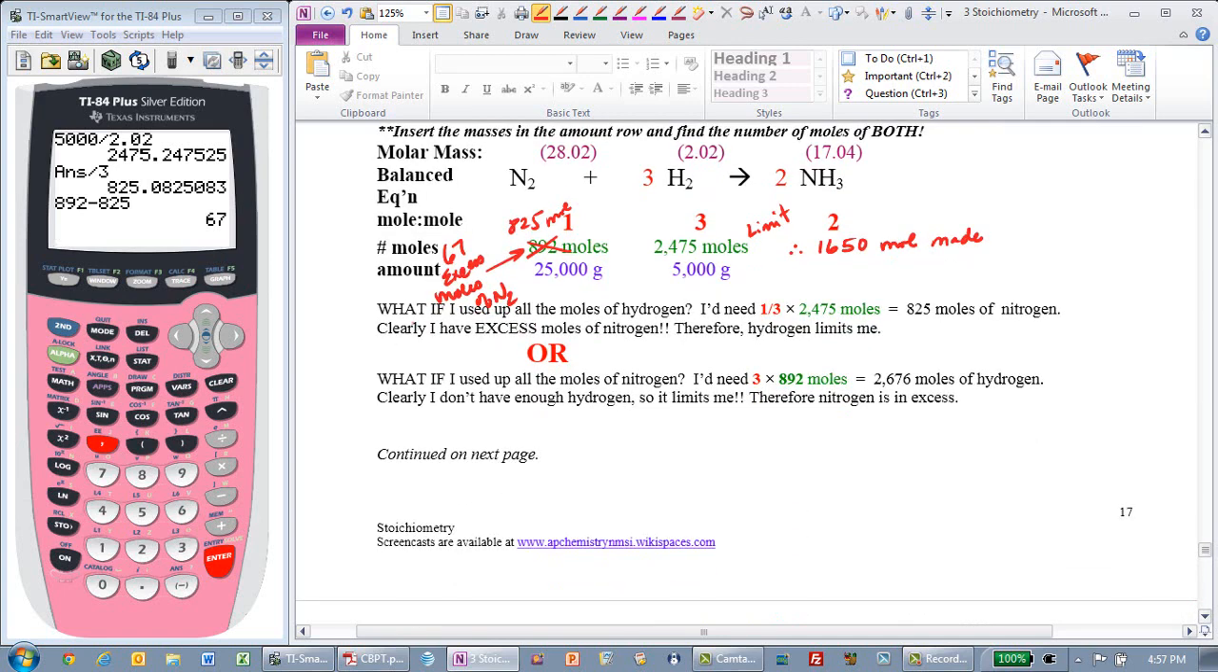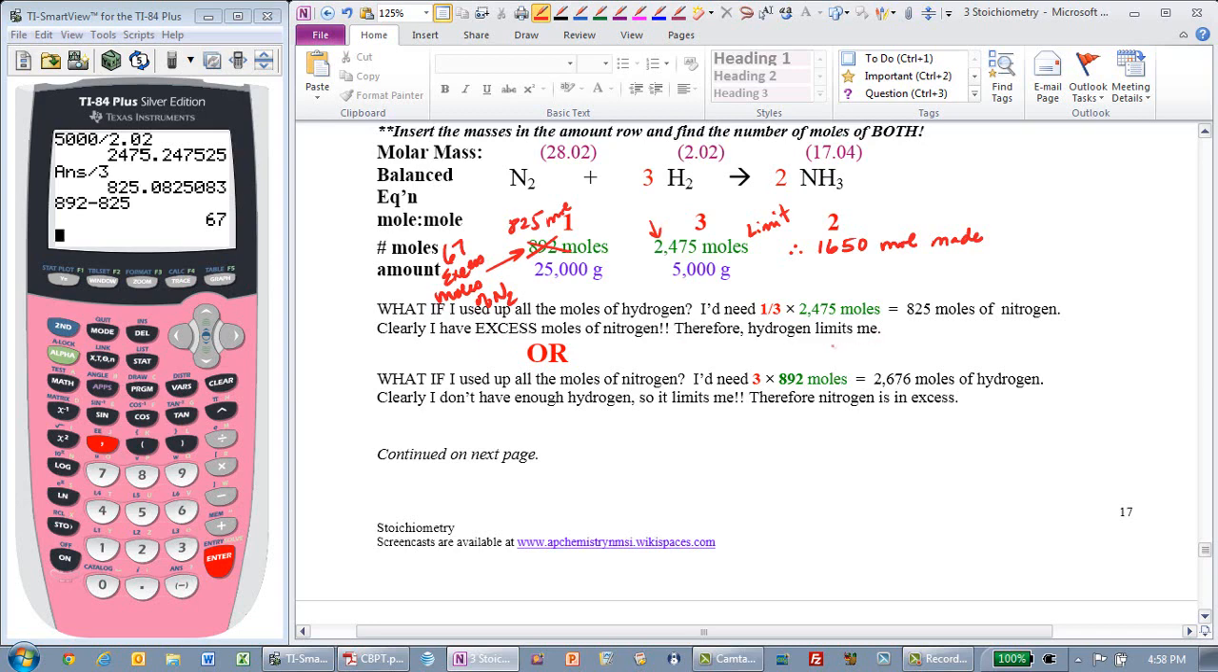So let's go through it again. What if I use up all the moles of hydrogen? Because of the 3:1 ratio here, I would need 1/3 of that 2,475. In my calculator, that's 825. Clearly, I have enough, so that's excess moles of nitrogen. So therefore, hydrogen is what limits me. I could have done it the other way around.